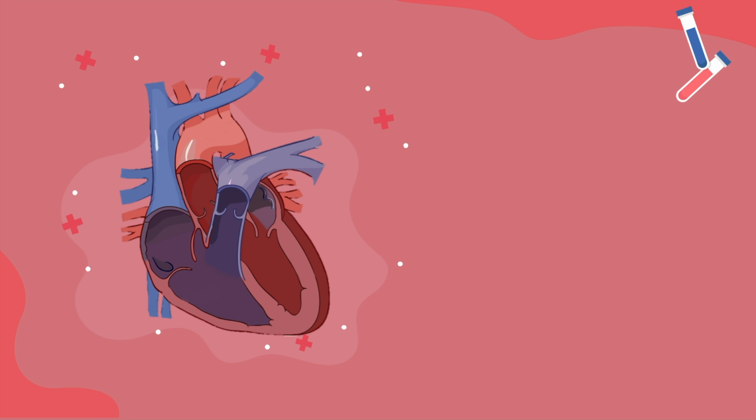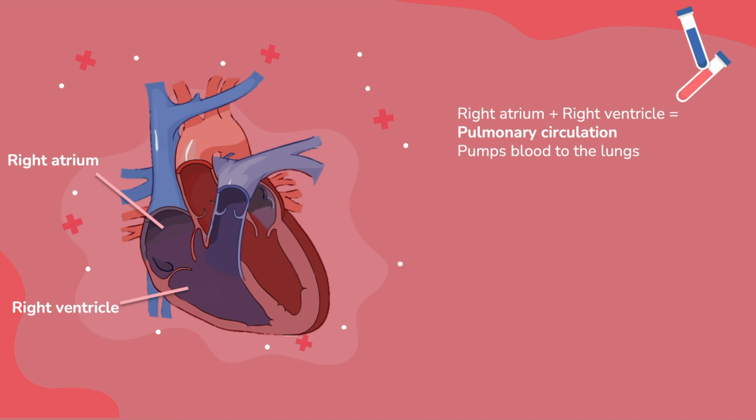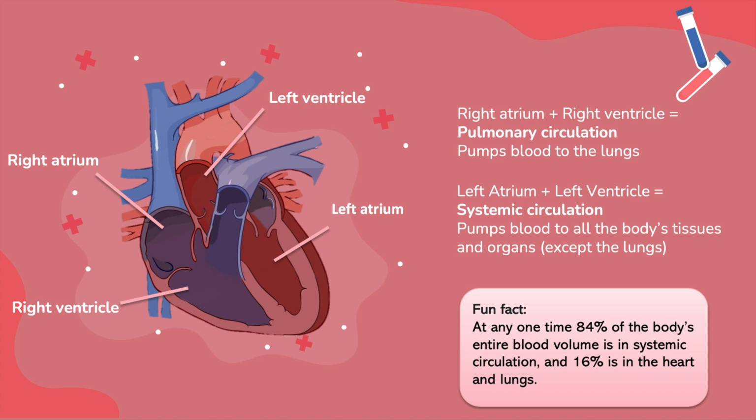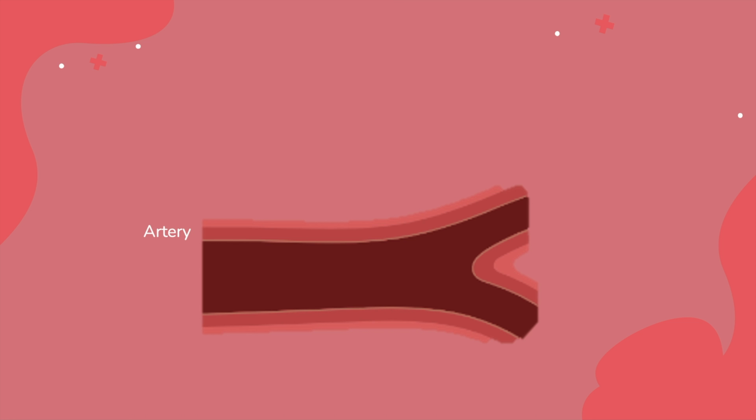The heart has 4 chambers. The right atrium and ventricle pump blood to the lungs to be oxygenated. This is pulmonary circulation. The left atrium and left ventricle pump oxygenated blood to the rest of the organs and tissues in the body, systemic circulation. Arteries transport blood to the tissues. The pressure exerted on arterial walls is known as blood pressure.